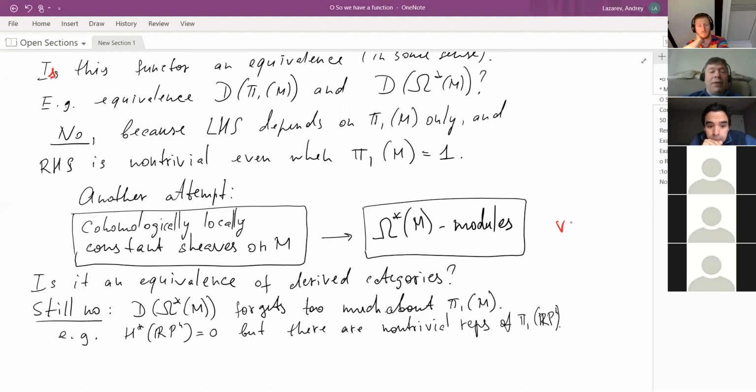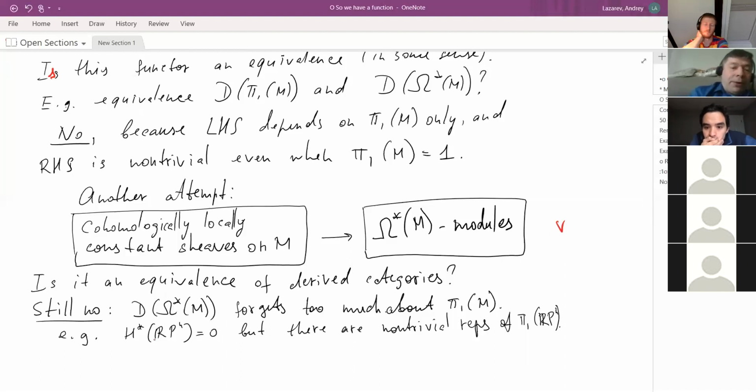So is this an equivalence? Turns out that this is still not an equivalence. And the reason is this time that the right-hand side is insufficient to recover the information which is to do with the fundamental group, okay? So the derived category of the de Rham algebra forgets too much about the fundamental group.